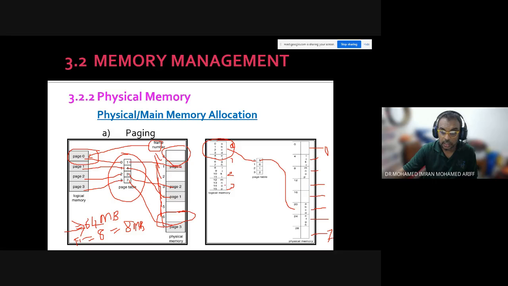So page 3 is inside frame number 2. Where is frame number 2? 0, 1, 2. So it's this one. Nampak ni? MNOP. Okay. Let's say page 1. Page 1 is inside frame 6. So page 1, frame 6. This one. 0, 1, 2, 3, 4, 5, 6. This one here. And last but not least, page 2 is inside frame number 1. 0, 1. Okay, this one.